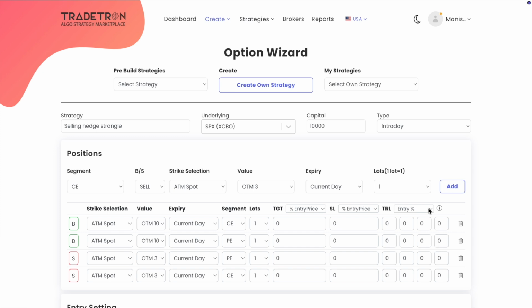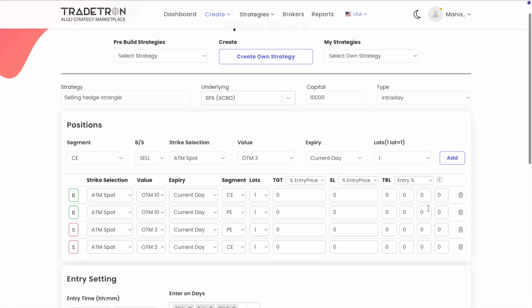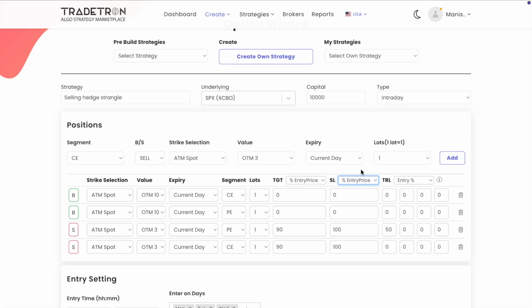Let's move to leg-wise stop loss and target settings. We'll configure this only for the sell legs and leave the hedge legs unchanged. For targets, we have two options: percentage of entry price and points. For example, if entry price is $100 for the sell leg, a 10% target means exit at 90. A 20-point target means exit at 80. The same logic applies to stop loss. For this demo, let's keep it simple. Target equals 90%, stop loss equals 100%.